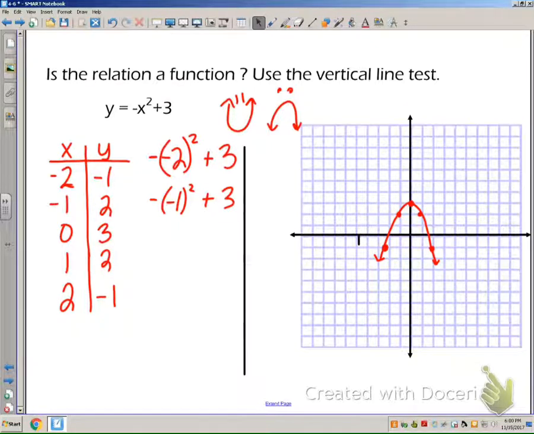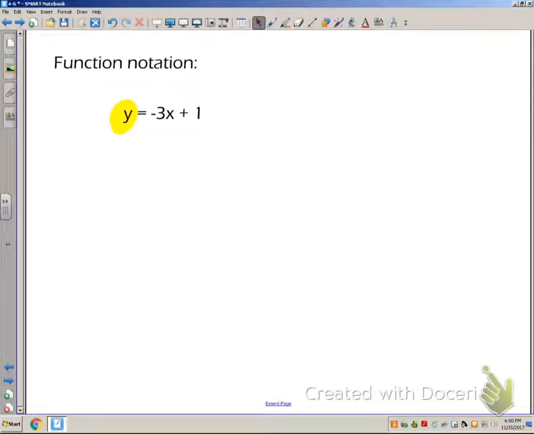So this vertical line here, I can run it through there and see. Is it going to pass through more than one point at any one time? And the answer is no. So this is a function. The parabola is a function. So if we were going to write it in words, I would say the relation is a function.